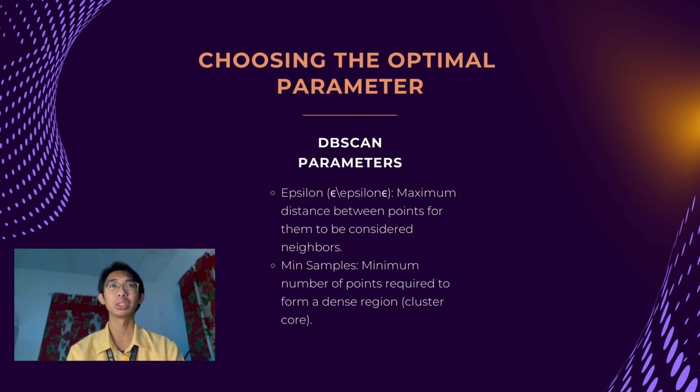So next, choosing the optimal parameter. DBSCAN uses two parameters, which are epsilon and min samples. Epsilon is the maximum distance between points for them to be considered neighbors. And min samples is the minimum number of points required to form a dense region or cluster.